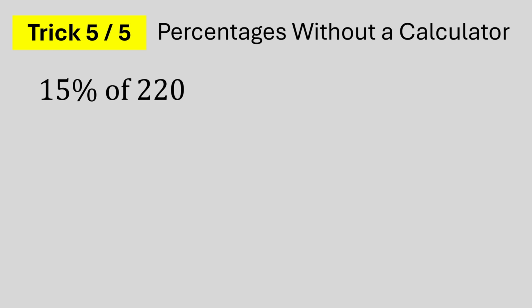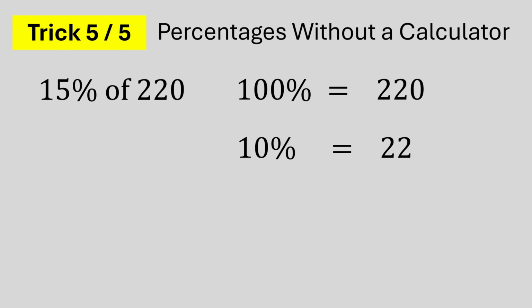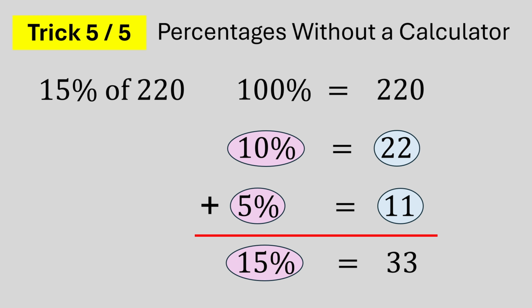Example 2. 15% of 220. 100% equals 220. 10% equals 22. 5% equals 11. So 15% equals 22 plus 11 equals 33.